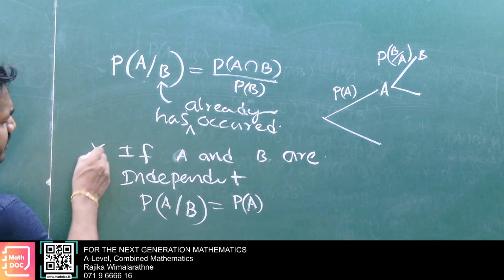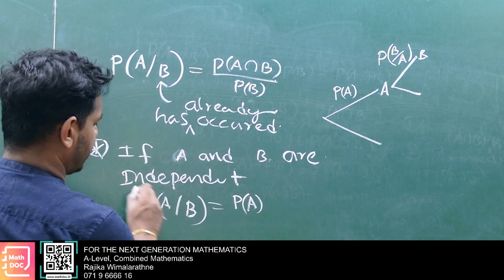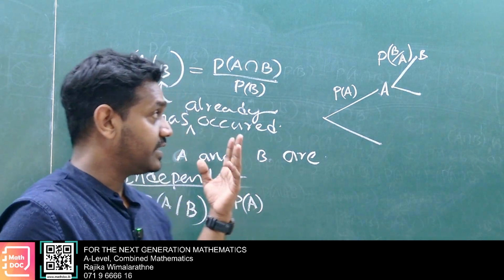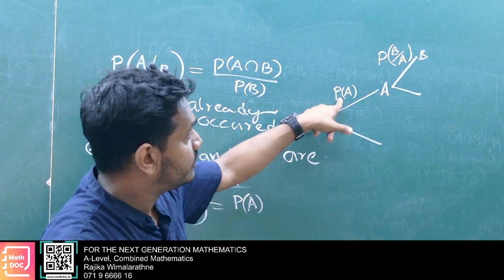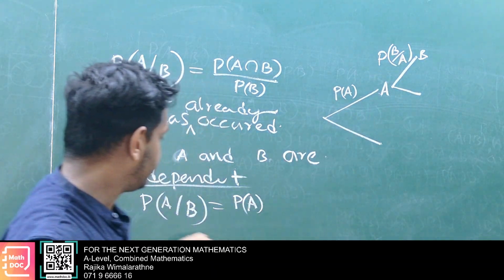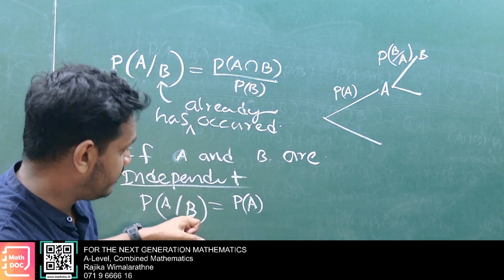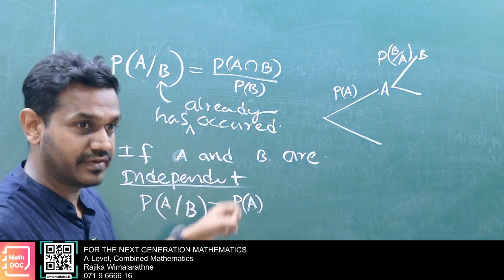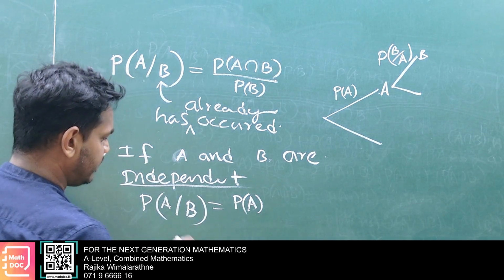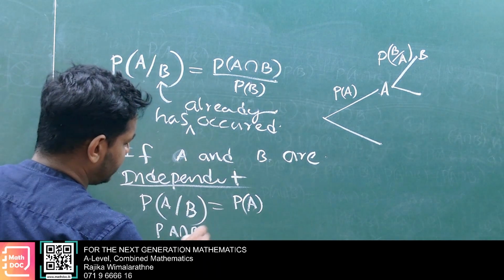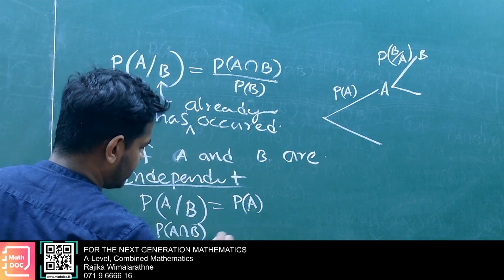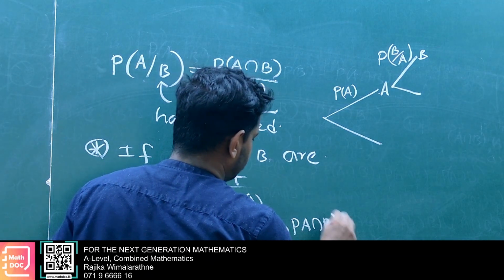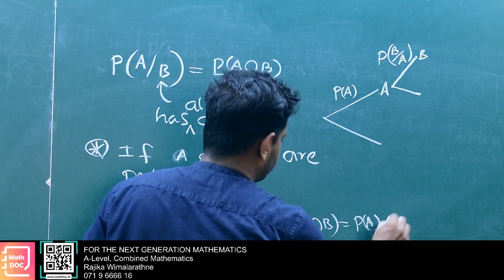So this is very important. If A and B are independent, it means they do not depend on each other. So when they don't depend on each other, we can forget about A, no? Then the probability of A given B, you can directly write P(A). Don't worry about the happening of B. So P(A intersection B) over P(B) equals P(A). Now cross multiply: P(A intersection B) equals P(A) times P(B).